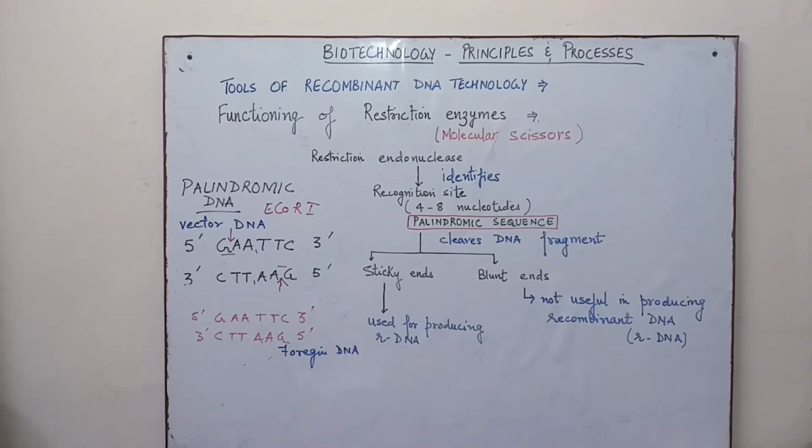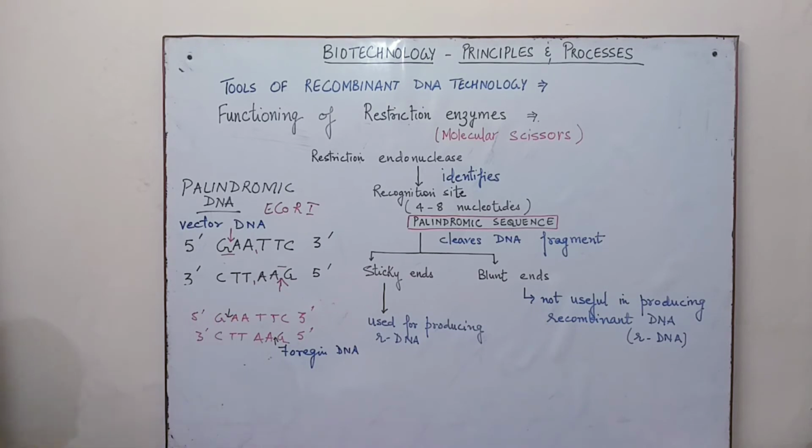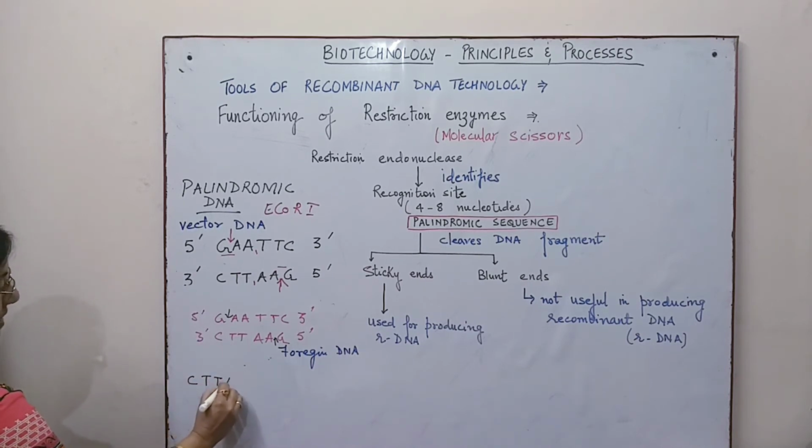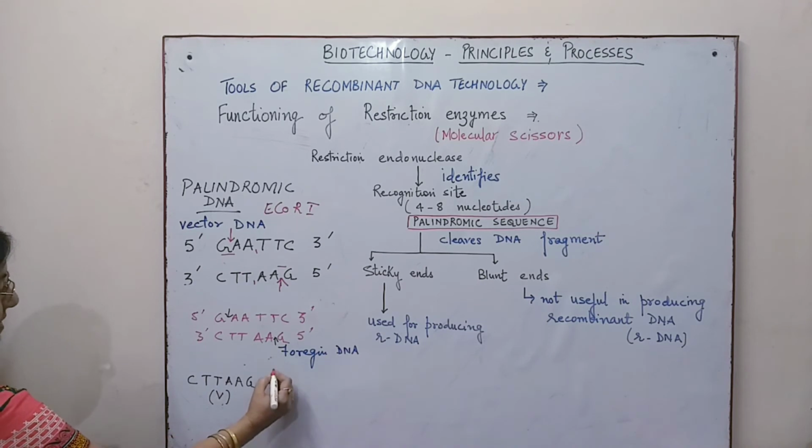The cut in this case will again be at this point and this point. Now this will result in the formation of the sticky end, that is CTTAAG. This is the vector I am writing, and this one will have another sticky end, that is AA.